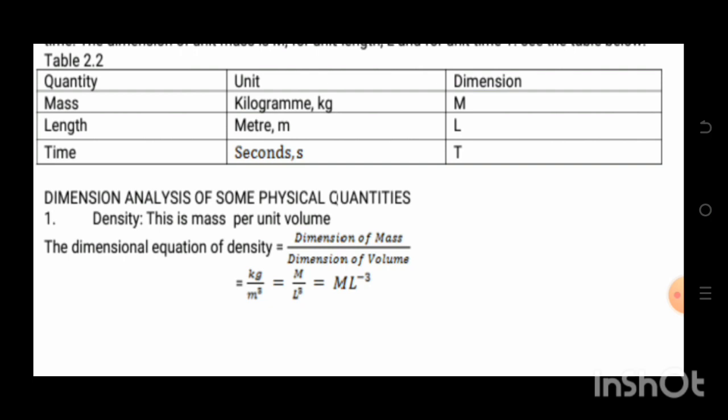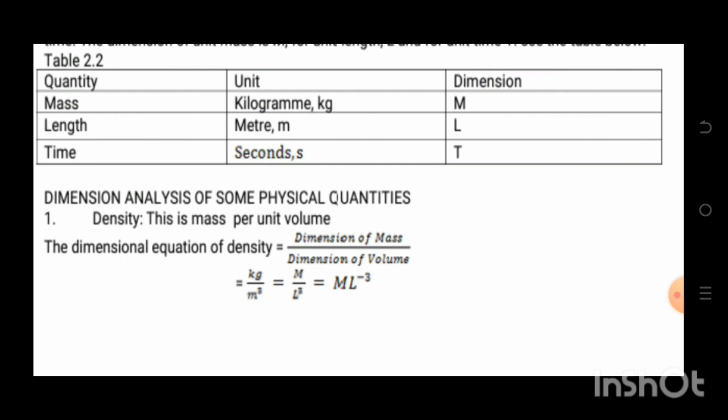What is the dimension for mass? Mass is kilogram, and remember, in the table above, mass is represented by M in dimension. So kilogram is now represented with M. And when you look at volume, volume simply means length times breadth times height. Length, breadth, and height are all talking about the dimension for length. They are all length, and therefore we have L raised to power 3. In other words, we can now say the dimension of density is ML raised to power minus 3.